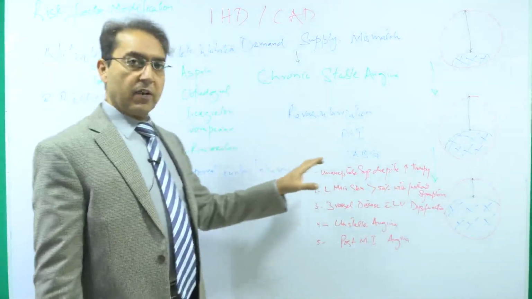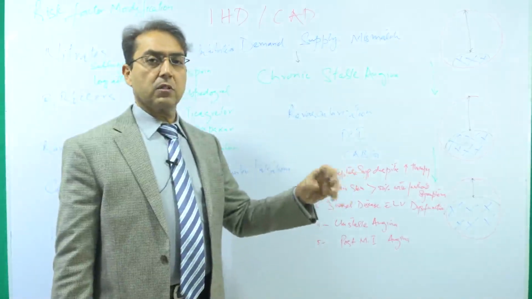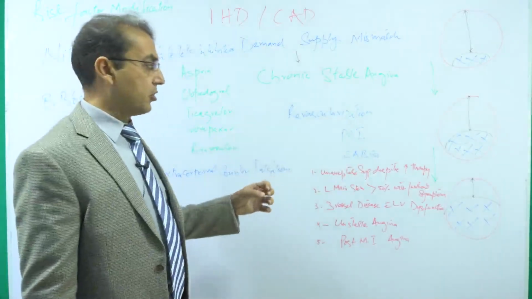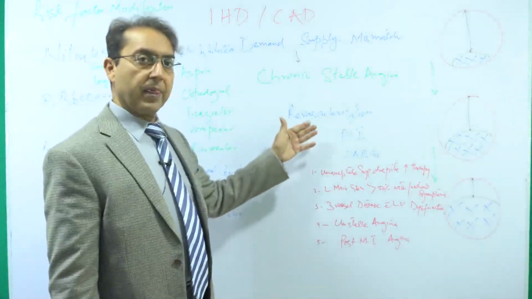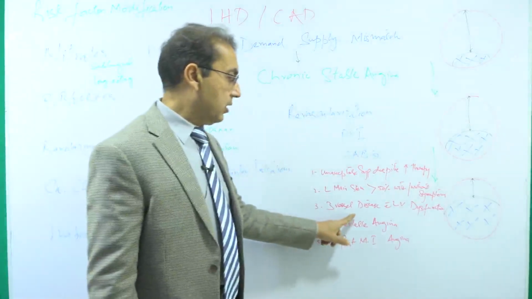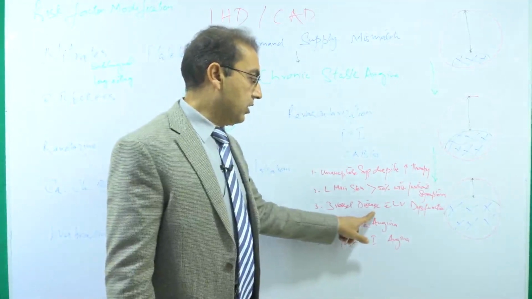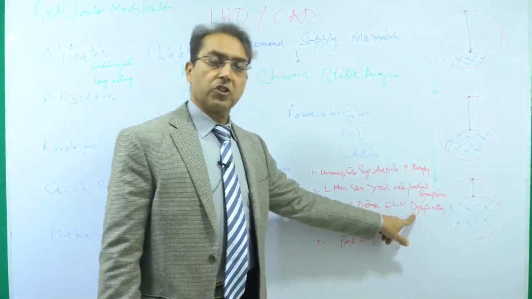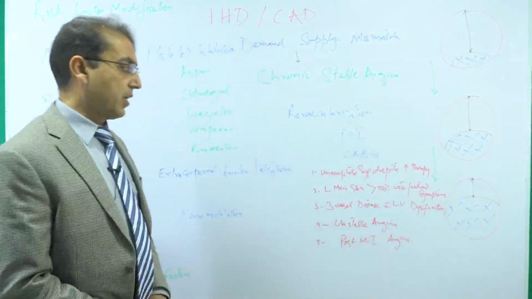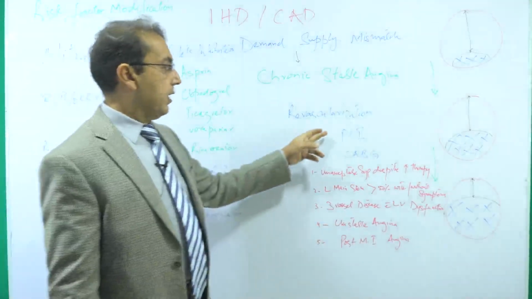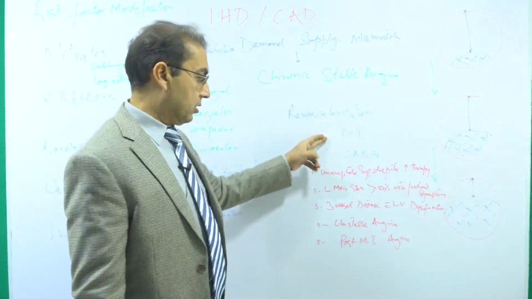In patients who have a left anterior descending artery which is more than 90% obstructed, and the patient has LV dysfunction, those patients should also undergo revascularization procedures. If a patient has three-vessel disease, or triple vessel disease, with LV systolic dysfunction, these patients are again candidates for bypass or revascularization procedures.